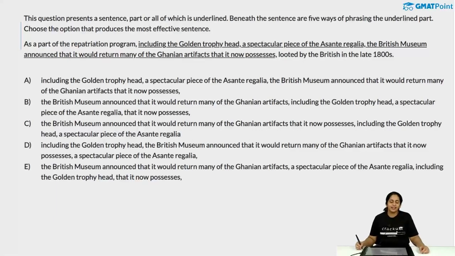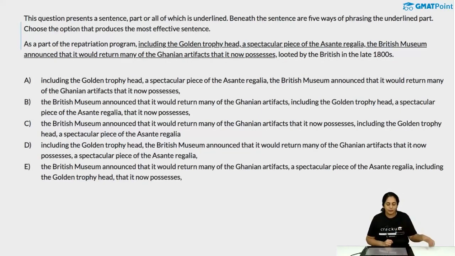I'm Sayali Kale. In this particular question, we are required to find out the correct way of phrasing the underlined portion of the sentence. And the underlined portion of the sentence has many modifiers. So the important thing to do is basically know which modifier should go where so that there is no confusion about what it is modifying. So let's take a look at the sentence.